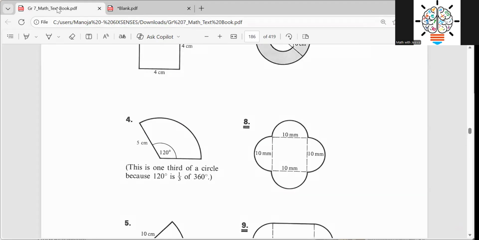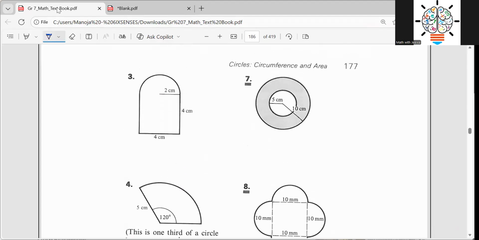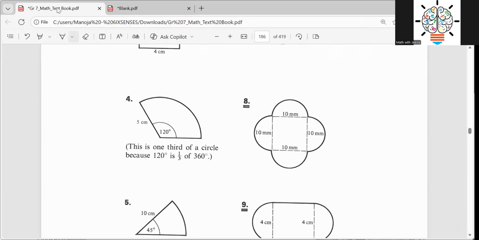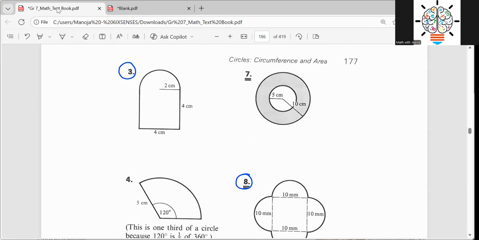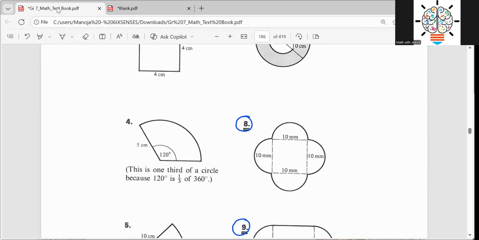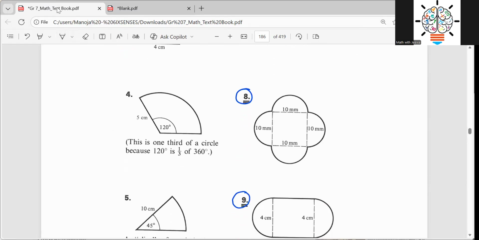Okay, children, in the next video I will discuss question number 3, and then question number 8 and question number 9. Please do these 3 questions. You want to find the area and the perimeter both for these question number 3, 8 and 9, right? Only 3 questions, but you have like 6 questions to do before the next video.